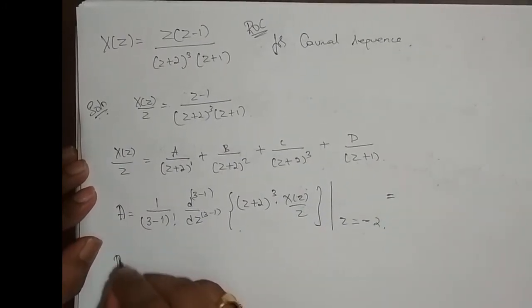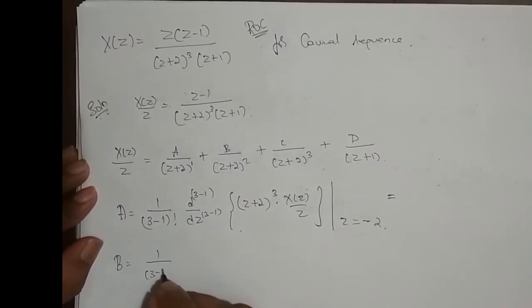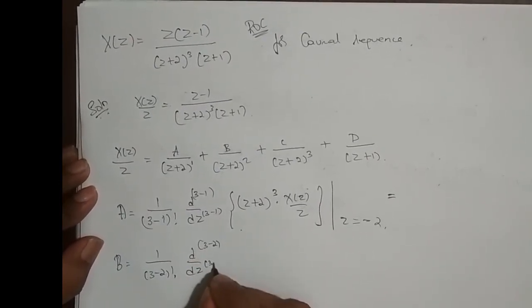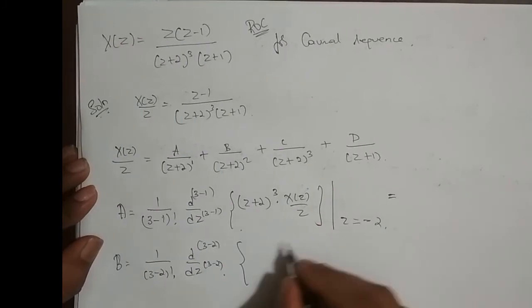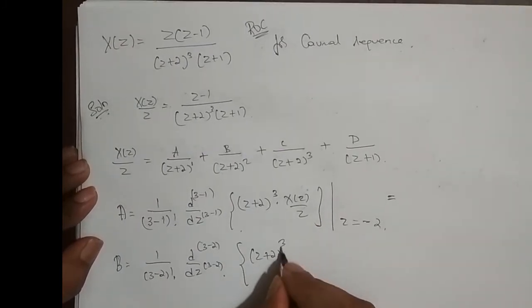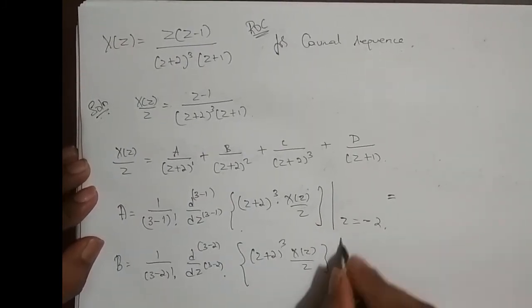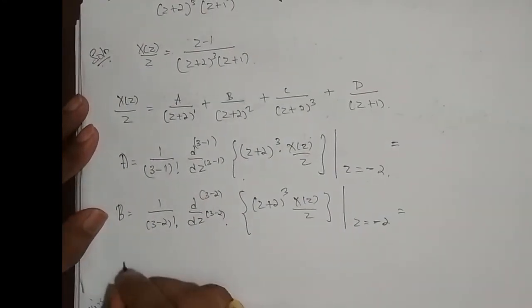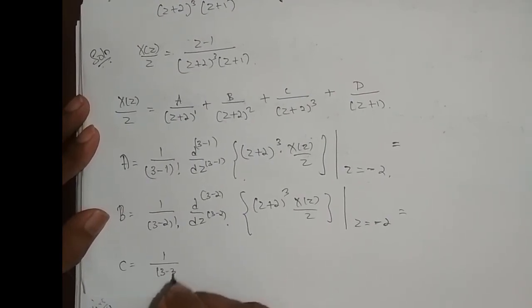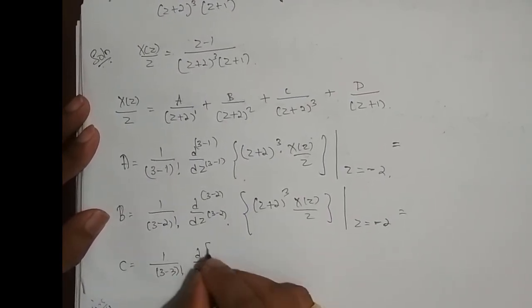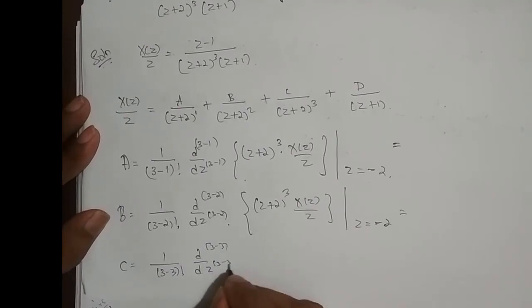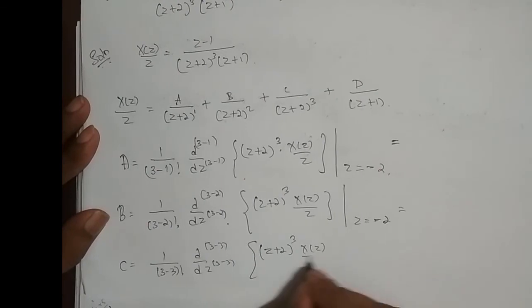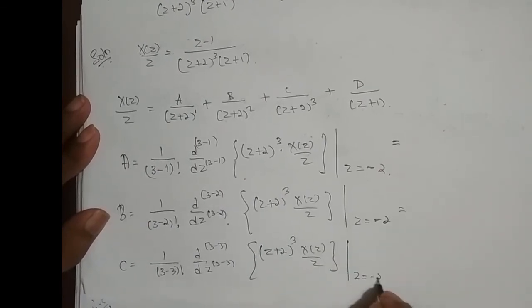Fine. So similarly B is what? 1 divided by (3 minus 2) factorial, d/dz to the power (3 minus 2). So this many times I need to differentiate the same part, (z plus 2) whole cube into X(z)/z, at z equal to minus 2. Similarly C is what? 1 divided by (3 minus 3) factorial into d/dz to the power (3 minus 3) of the same term, (z plus 2) whole cube into X(z)/z, at z equal to minus 2.